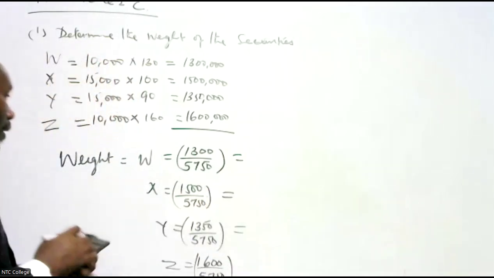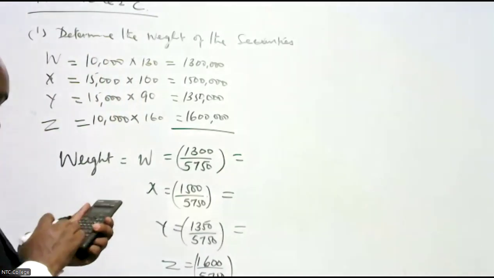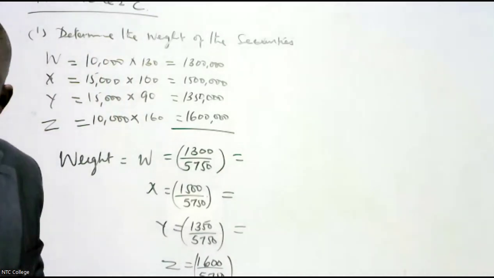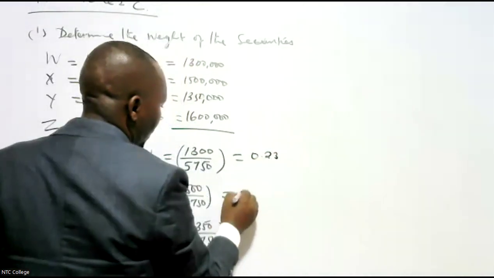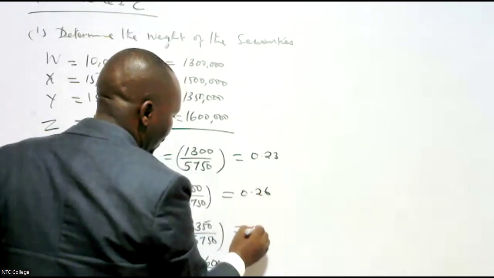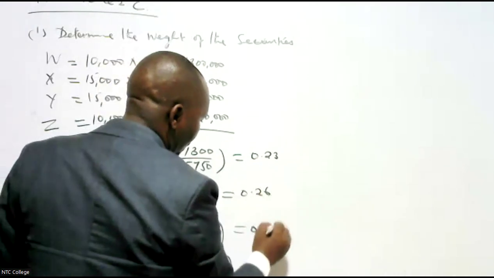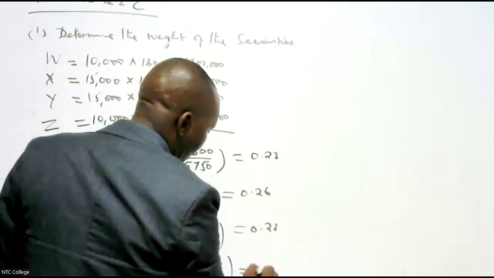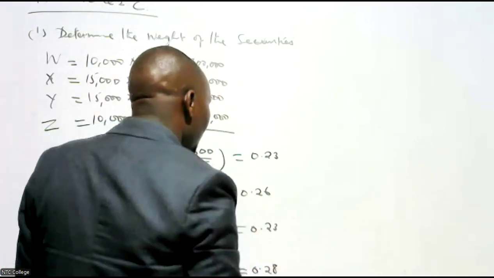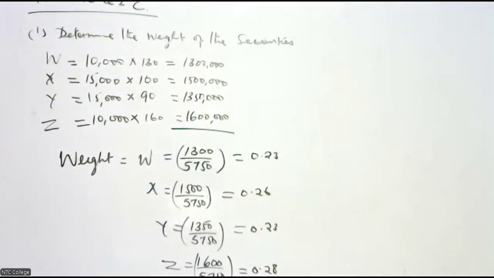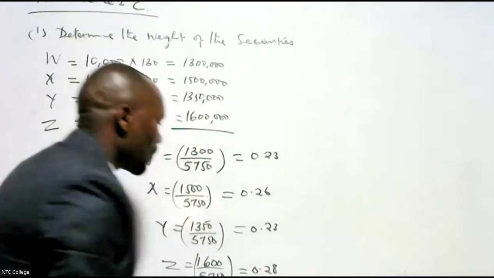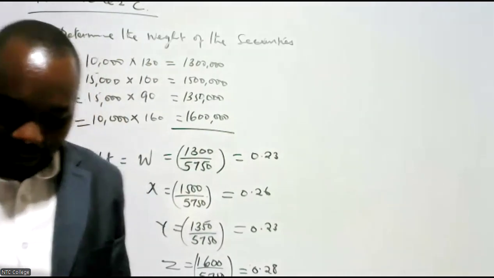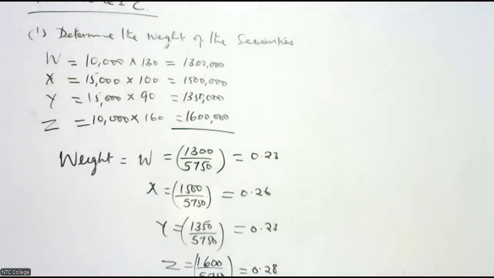So, I have the answer: 0.23, 0.23, 0.26, 0.23, and 0.28. So when you add all this, they should give you 1.00. Is it going to give you 1.00? Yes. Good. So that is the first step. We have our weights.